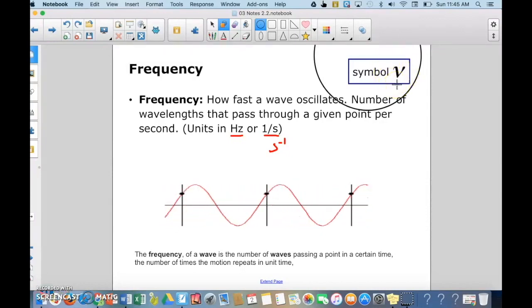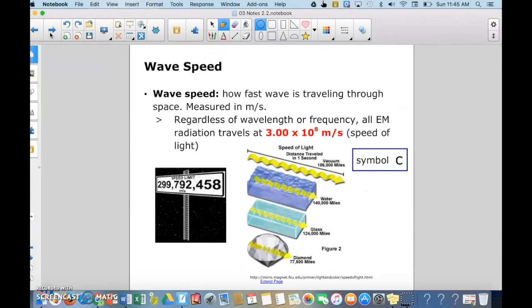So now we know what is the wavelength of a wave, and we know what is the frequency of a wave. A new thing that you need to know is the speed of a wave. What is the speed of a wave? The same as the speed of a car or the speed of a person. It's how fast the wave is traveling through space, how fast you go per unit of time.